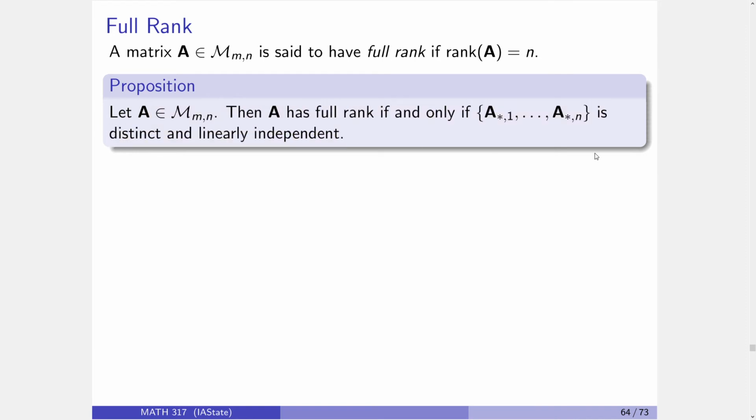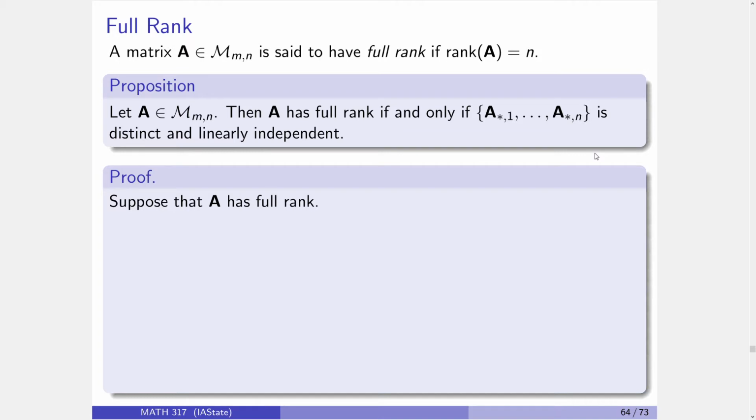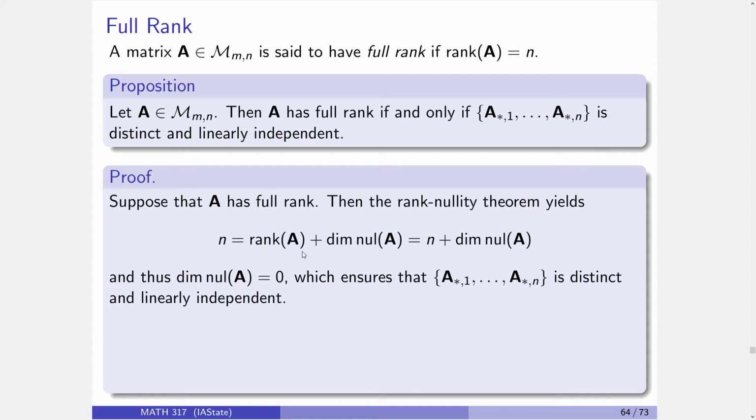Okay, so let's prove this. And the good news is, this is simply rank nullity in disguise, right? Suppose you have full rank. By the rank nullity theorem, we know that n is equal to the rank plus the nullity, but the rank is n by hypothesis, so you subtract these over, and that gives you the dimension of the null space is 0, which we proved is the same thing as the columns being distinct and linearly independent. Hooray! Full rank gives you columns that are distinct and linearly independent. All right, that's it. Forward direction's done.